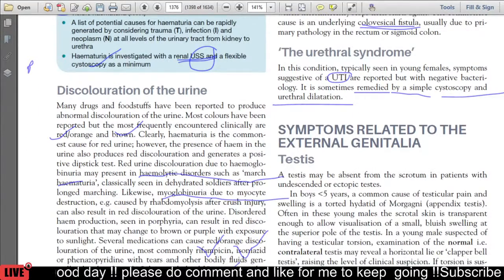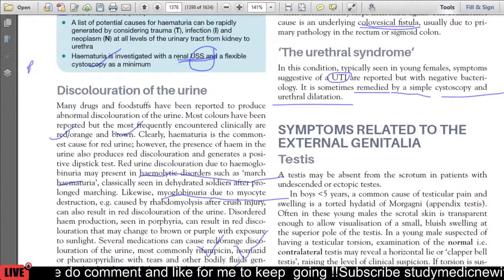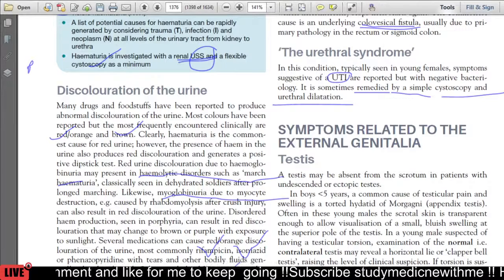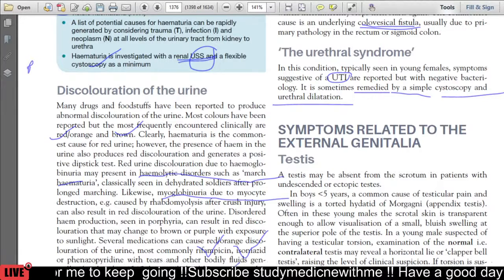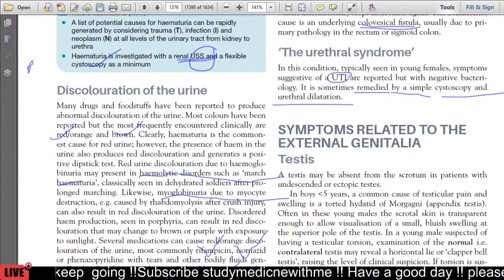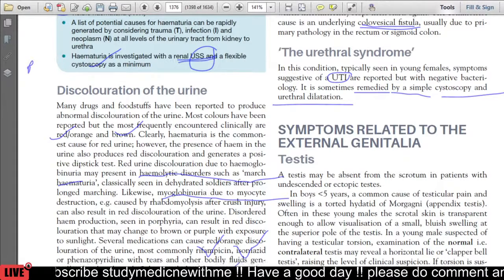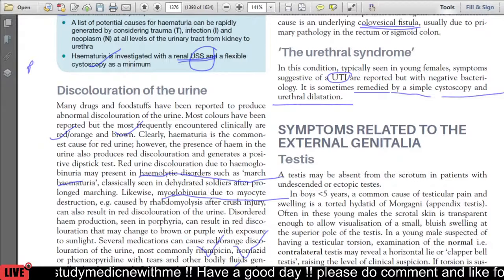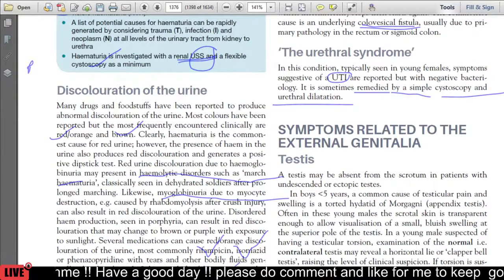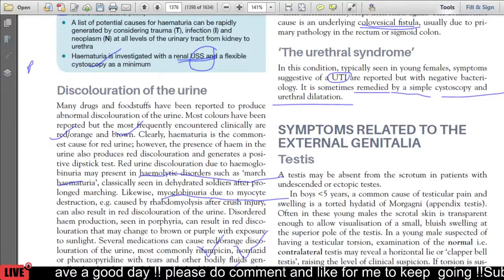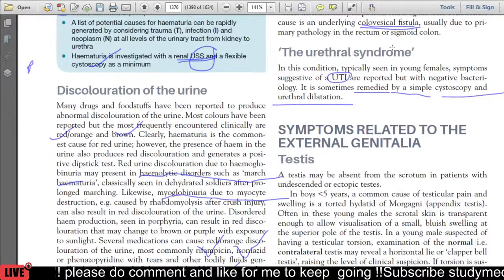Symptoms related to the external genitalia. Testes. We always talk about testes. The pain testes have, the torsions, and other causes that testes might have. Other important causes are hydrocele, varicocele, and another important cause of pain is vasectomy in the case of males. About 10% of patients might have post-surgical pain. The testis may be absent from the scrotum in patients with undescended or ectopic testis.